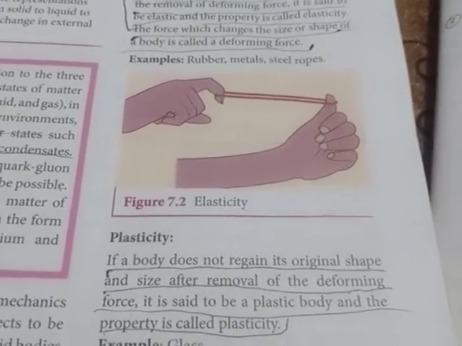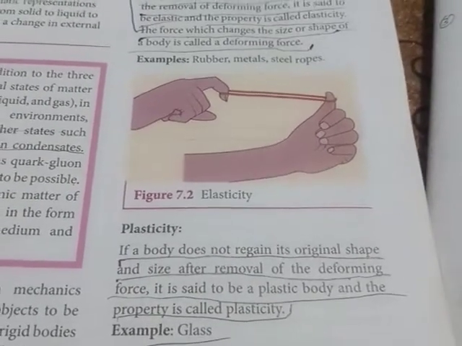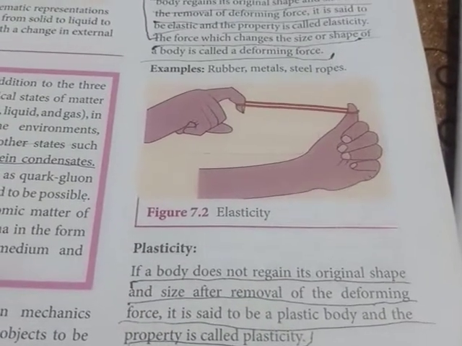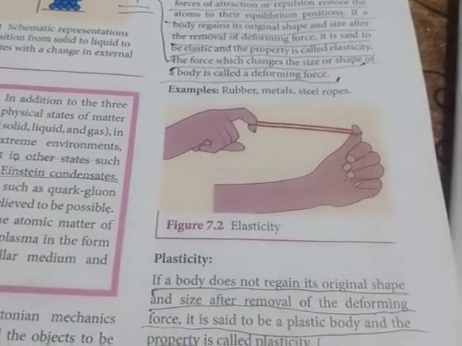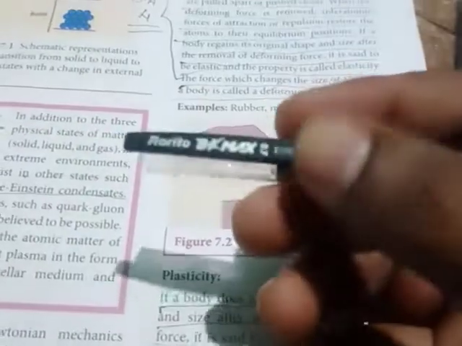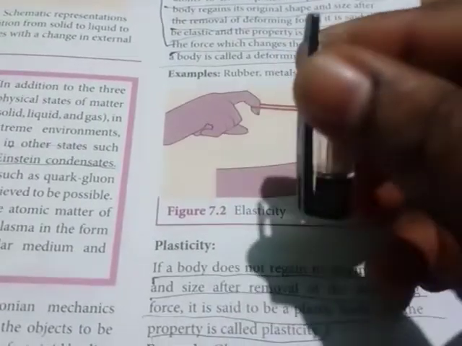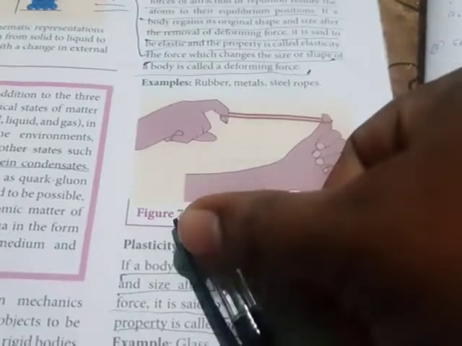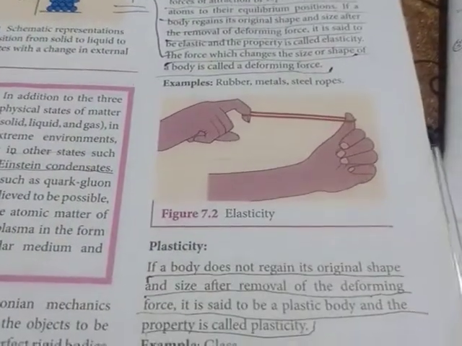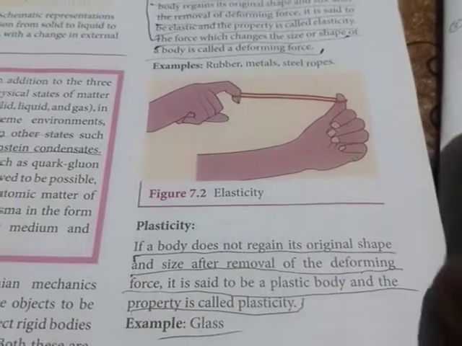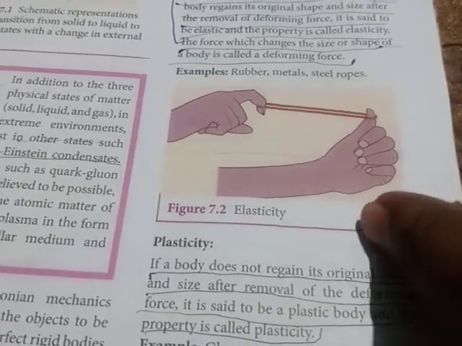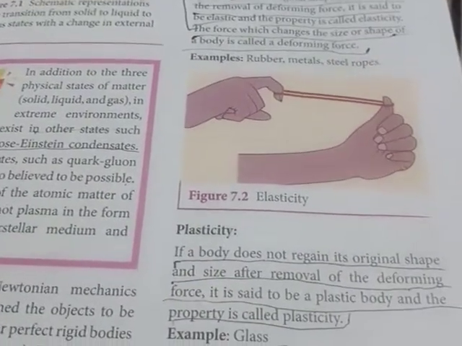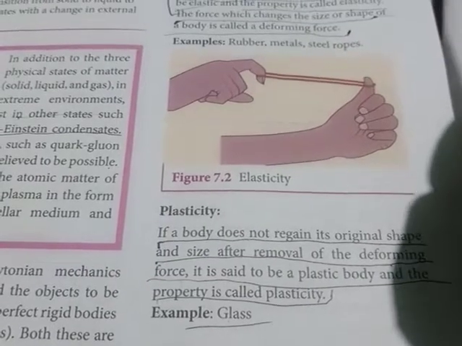If we take a plastic object and apply a deforming force, or we stretch or compress that plastic material, for example, you can see this is a plastic material. If I apply a deforming force, suppose I am pressing this too much, we know that it will break. So it will not regain its original size and shape. Such an object we call plastic, and that property we call plasticity.